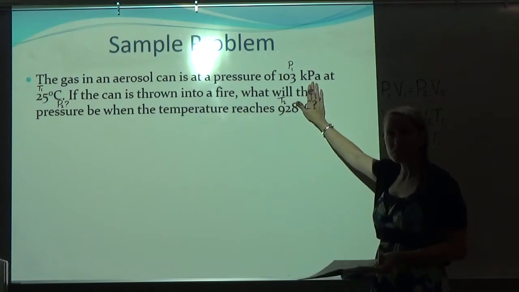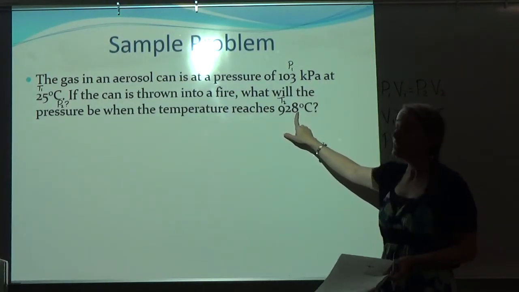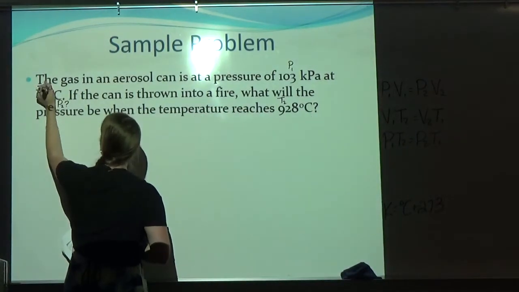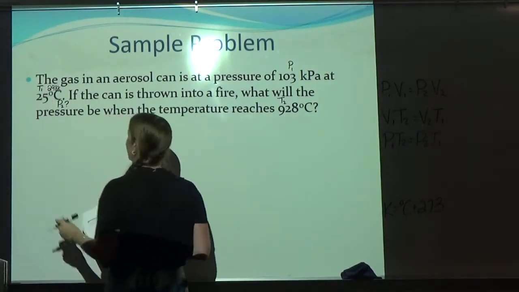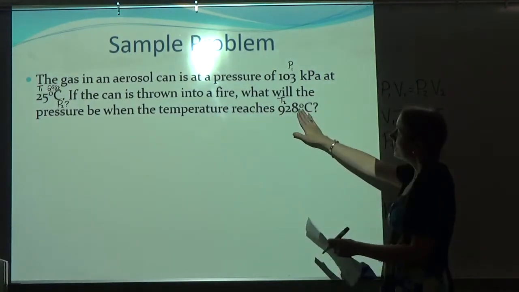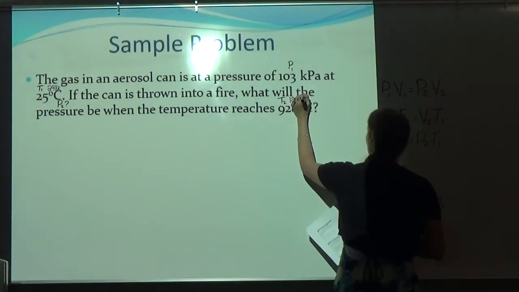Okay, now again, pressure, the unit's fine. I don't have to have a specific unit of pressure for gas laws. However, I do have to have Kelvin. So I need to add 273 to both of these. So this, of course, will become 298 Kelvin. So 25 plus 273. And then this one over here, when we add 273, is going to become 1,201 Kelvin.